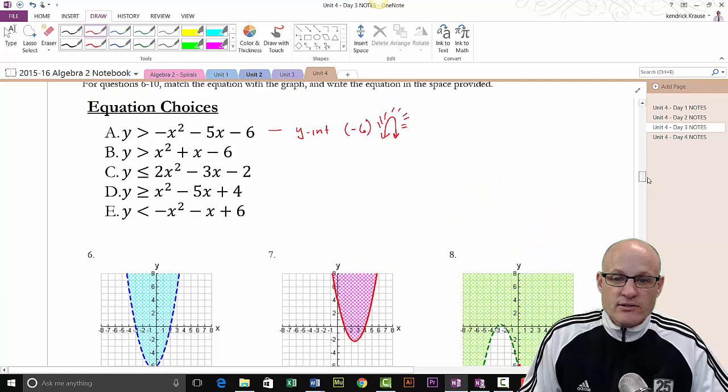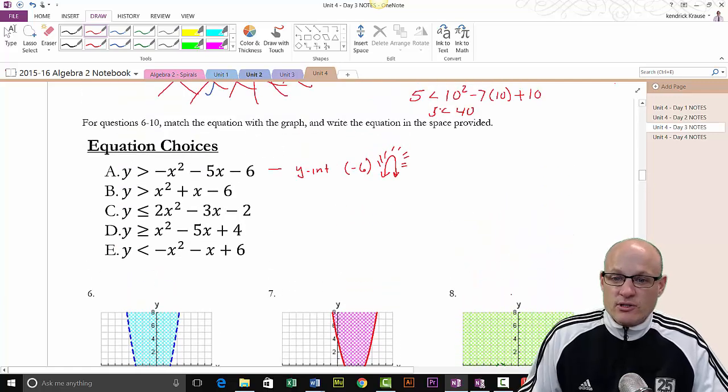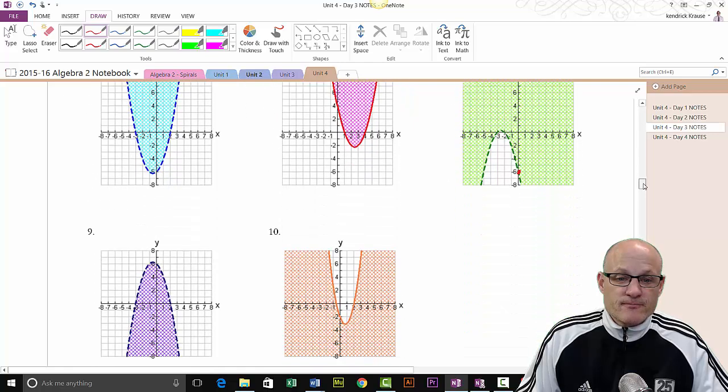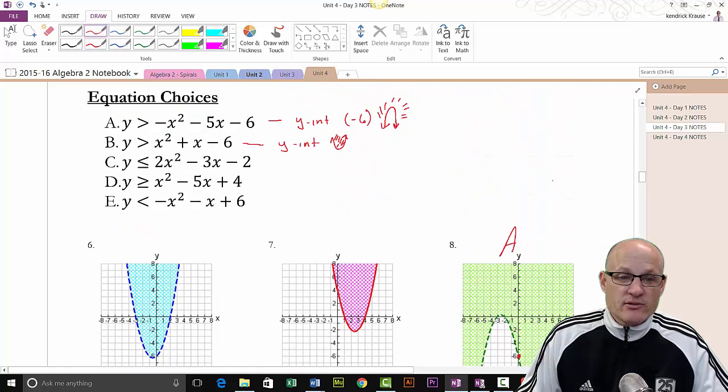I think that's our choice. Choice 8. So this one goes with A. This one here also has a y-intercept of -6. It's going up because it's positive, and we're going to shade above because it's greater than. So we're looking for another one that has a y-intercept of -6, but we're shading above. So it could be 6. Looks like it might be 6. So this looks like B.